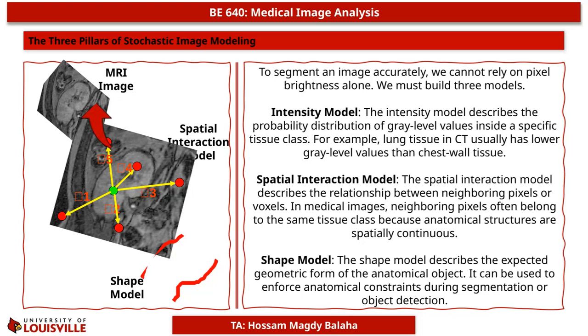For lung segmentation, the goal is to isolate the lung fields from the surrounding chest wall and mediastinum. Pixel brightness provides an important clue, since air-filled lungs typically have a distinct intensity profile, but intensity alone is not enough when boundaries are complex. A robust segmentation method combines three complementary models.